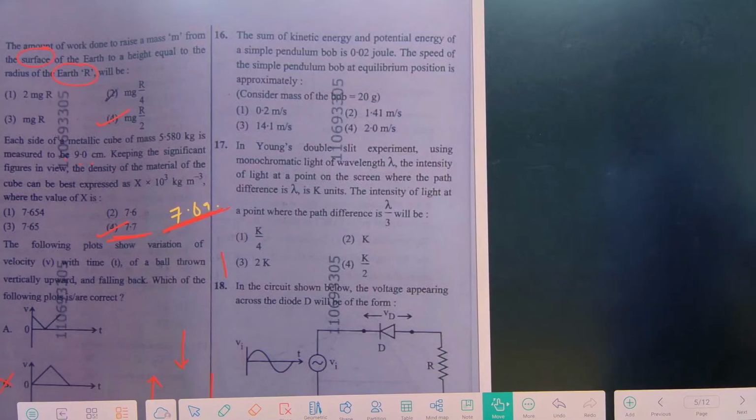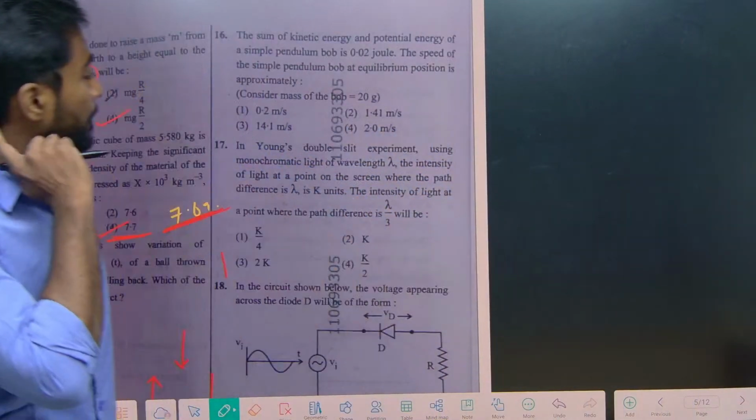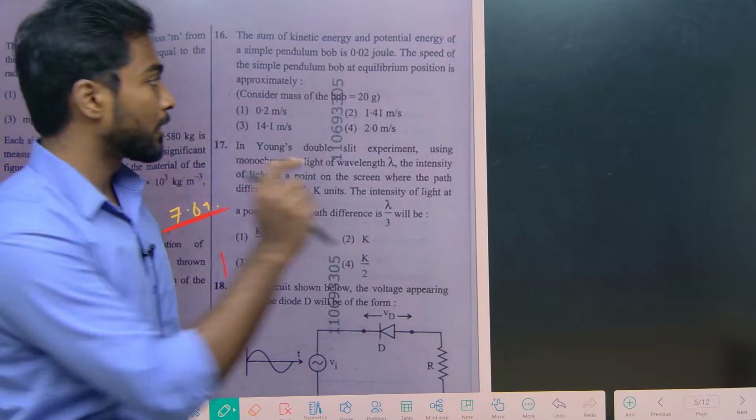16th question: the sum of kinetic energy and potential energy of a simple pendulum bob is 0.02 joules. The speed of the simple pendulum bob at the equilibrium position is... Since they are talking about the equilibrium position, I should consider that. At the equilibrium position, the potential energy is 0.